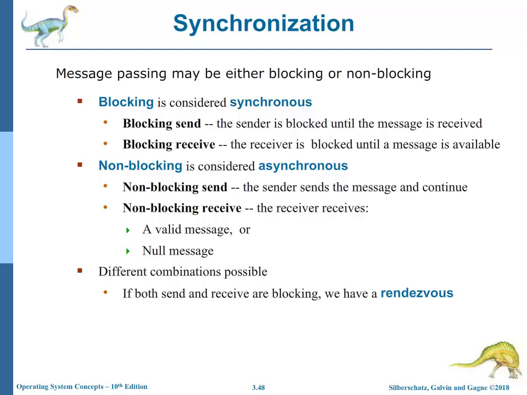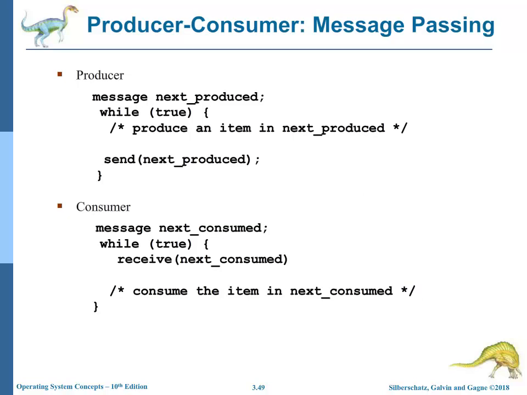Different combinations of send and receive are possible. When both send and receive are blocking, we have a rendezvous between the sender and the receiver. In this producer-consumer message passing, we use blocking send and receive statements. The producer only invokes the blocking send call and waits until the message is delivered to either the receiver or the mailbox. Likewise, when the consumer invokes receive, it blocks until a message is available.